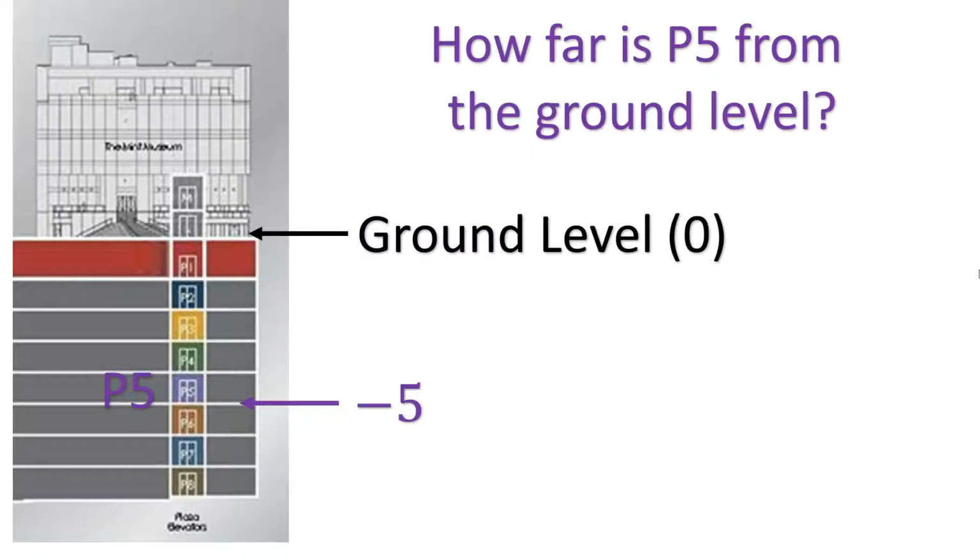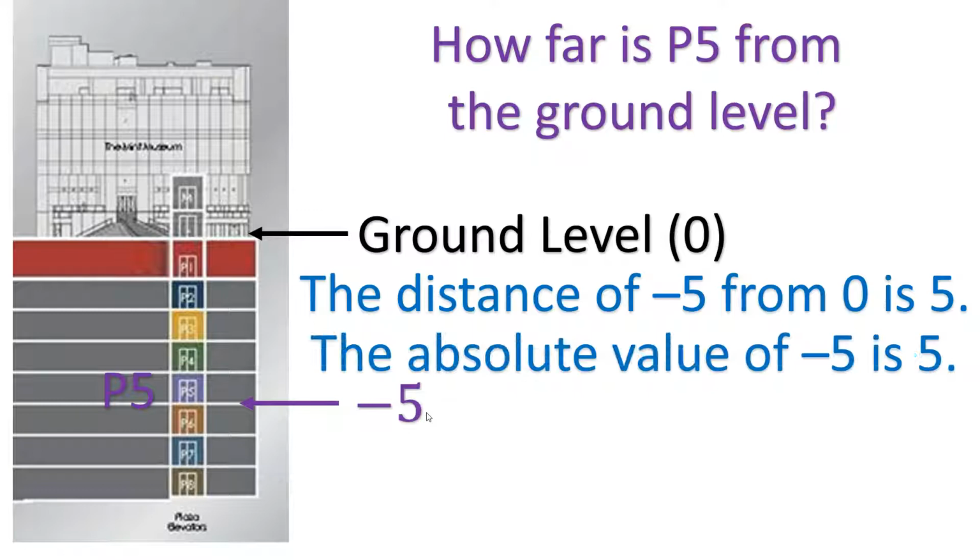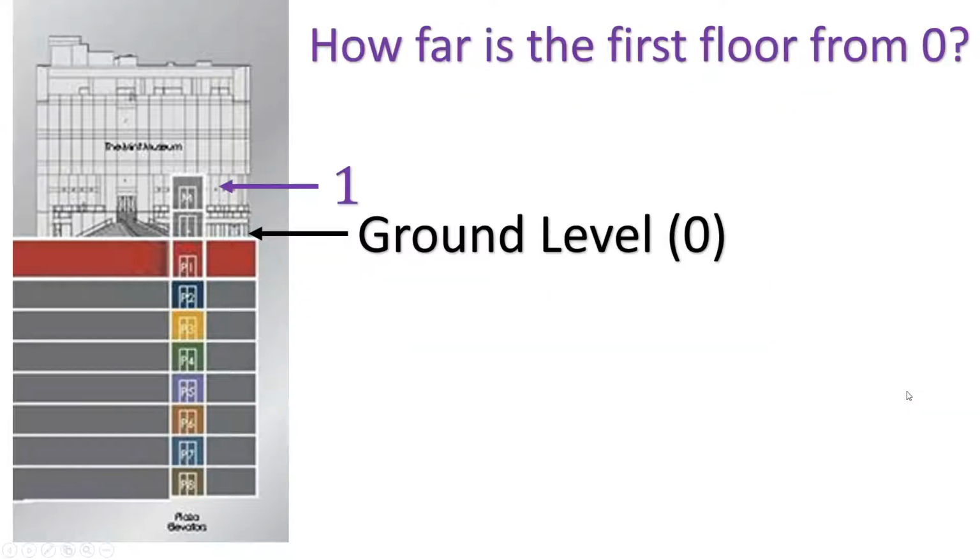So in class, we talk about why we really have absolute value. For example, how far is parking lot 5 from the ground level? If we look at direction, it's at -5. But if we want to know how far away it is, that's distance, and distance is always positive. So the distance is 5 levels. So the absolute value of -5 is 5, because absolute value using these symbols represents how far away -5 is from 0. -5 is 5 units away from 0.